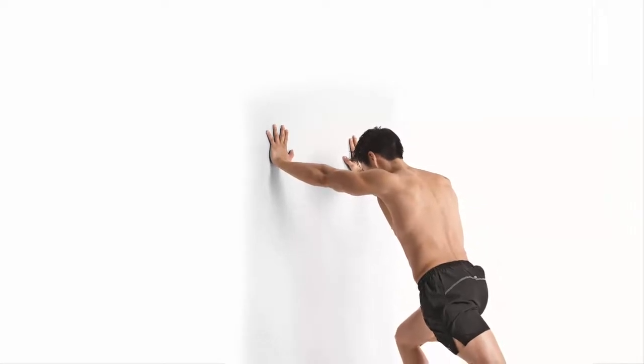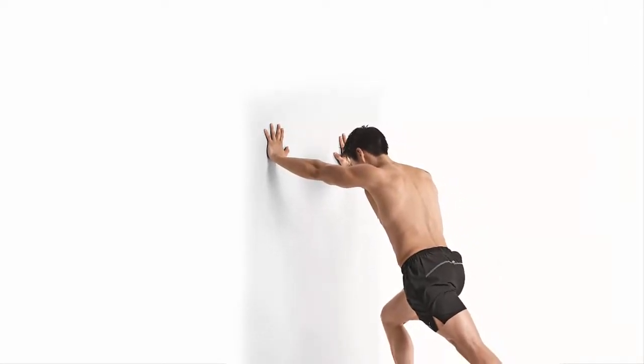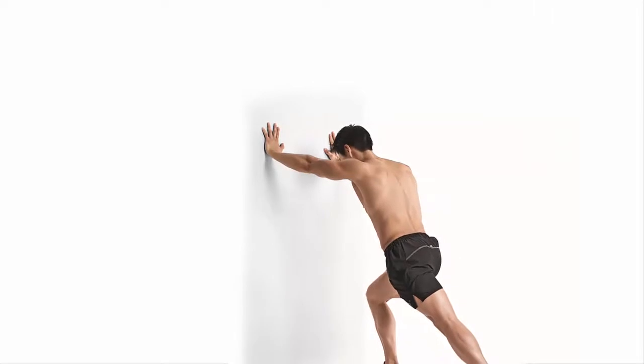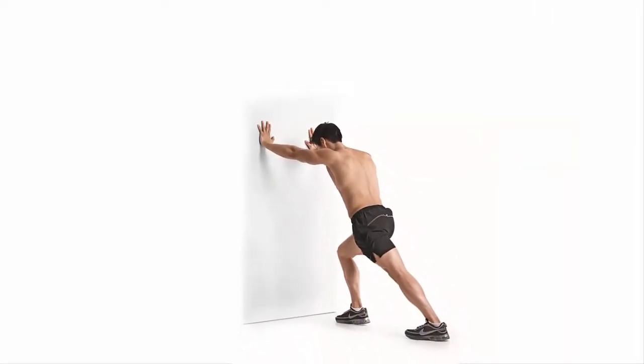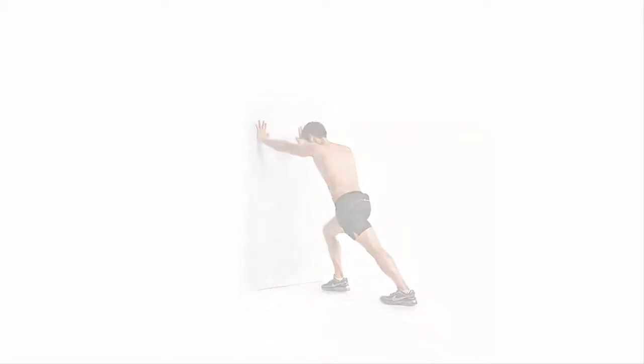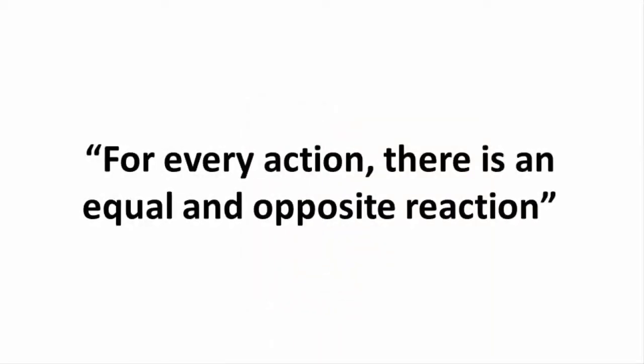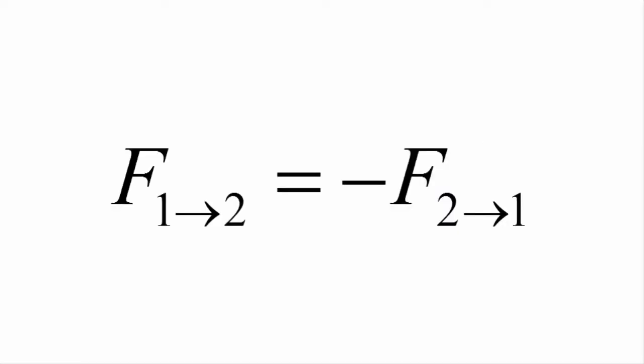So if you're applying a force to the wall, but the net force is zero, then the wall must be applying an equal but opposite force back on you. This is the essence of Newton's third law, which states that for every action there is an equal but opposite reaction. Newton's third law can also be expressed in this way. If two objects interact, the force exerted by object 1 on object 2 is equal and opposite to the force exerted by object 2 on object 1.